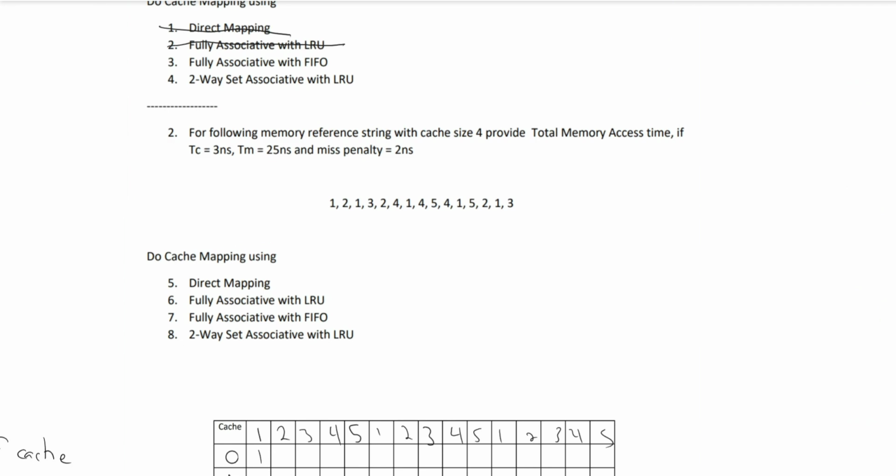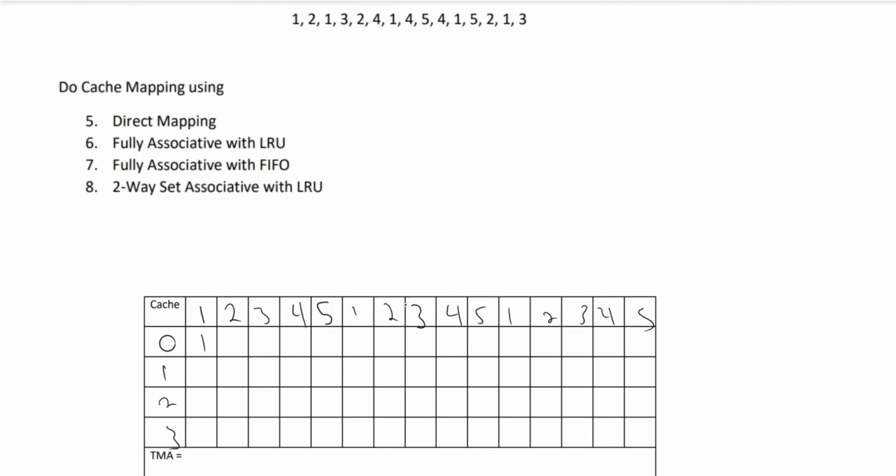This is fully associative FIFO. So 1, 2, 3, 4, 5. This is pretty easy, I guess, because it's just 5 will go here. And then 1 is going to miss. The 2 is going to miss. 3.